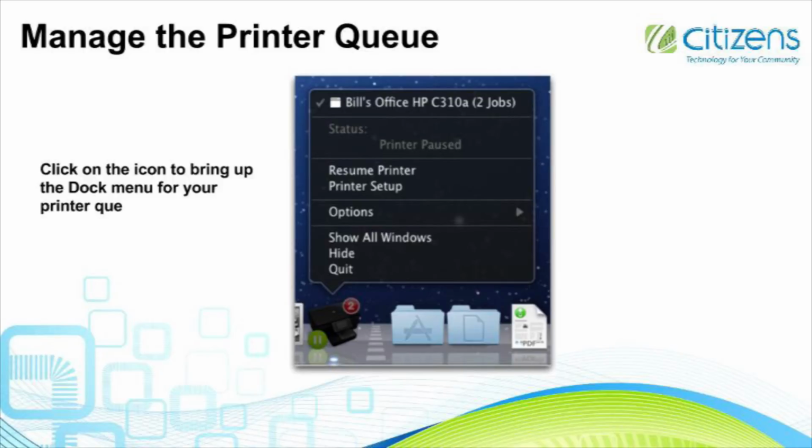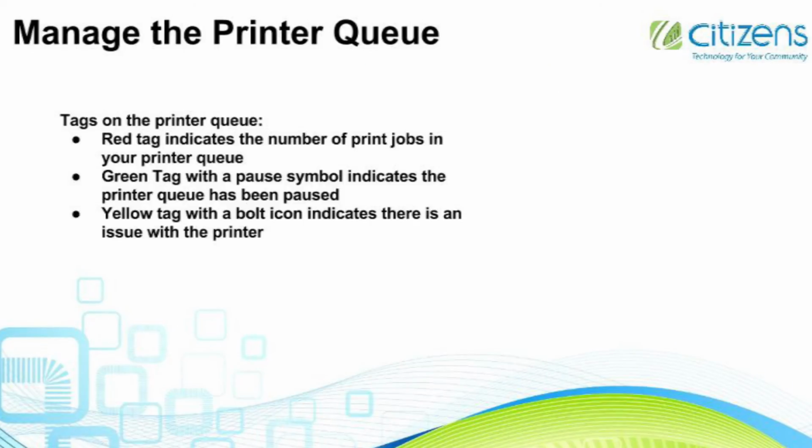And the printer queue shows you the notifications of the printer, so how many things you have sent to the printer. To manage your printer queue, you would click on the icon to bring up the dock menu for your printer queue. Just click on it and this will show up, and it shows you what printer is printing and what is what. The red tag on the printer queue indicates the number of print jobs in your printer queue. Like we saw in the last image, it said the little 2 with the red circle, that's how many print jobs are going on right now.